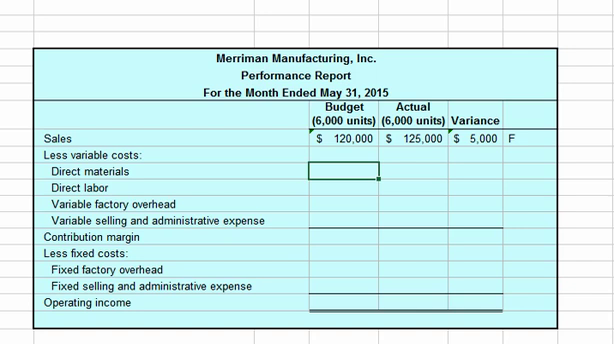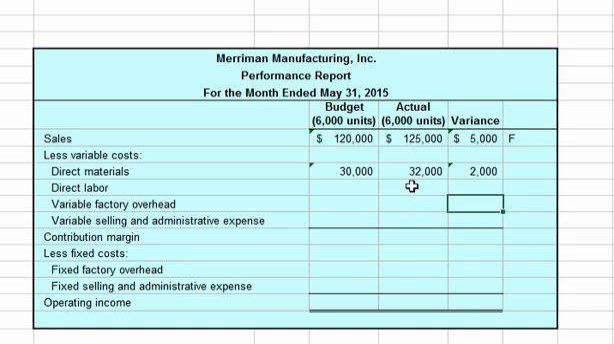Okay? So direct materials, our budget is $5 per unit times our 6,000 units. It's 30,000. Our direct materials, our actual costs are 32,000. Now we're going to subtract budget from actual. The variance is $2,000. But up here we're talking about revenues, here we're talking about costs.